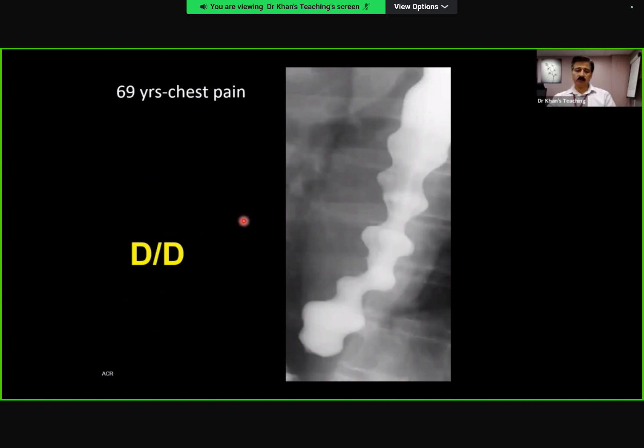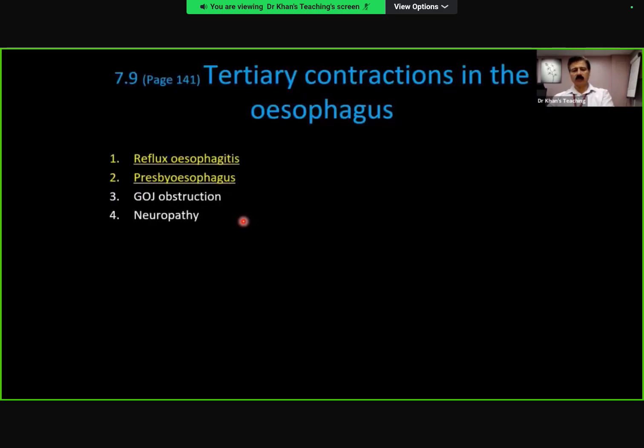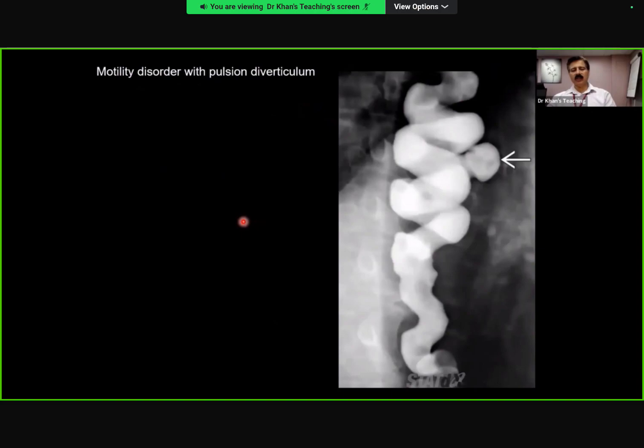Okay, spot number 10. What is this? Nutcracker esophagus. Nutcracker or corkscrew? Corkscrew. Right. So corkscrew is tertiary contractions, and this is a motility disorder. It's a mini case, nothing else. It should not be confused. Tertiary contractions of the esophagus. And here is a mix-up of two things which I just showed you. This patient has got a motility disorder, so tertiary contractions, and with that, pulsion diverticulum. So pulsion diverticula are associated with motility disorders.